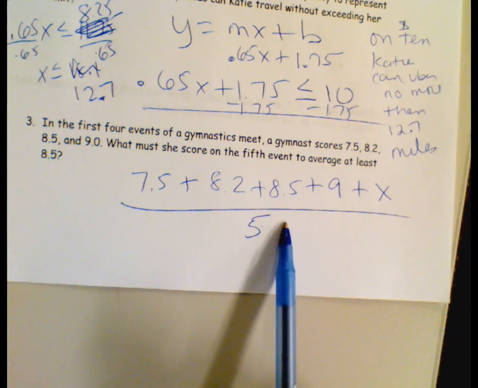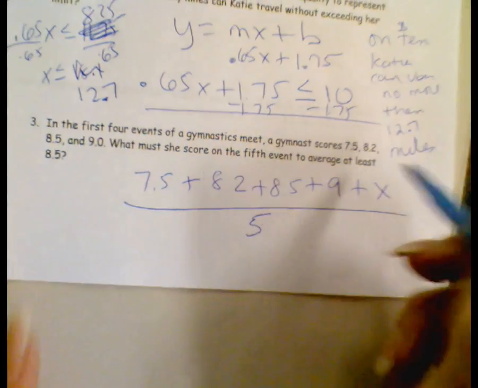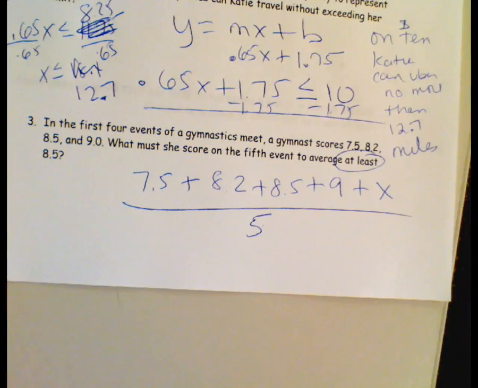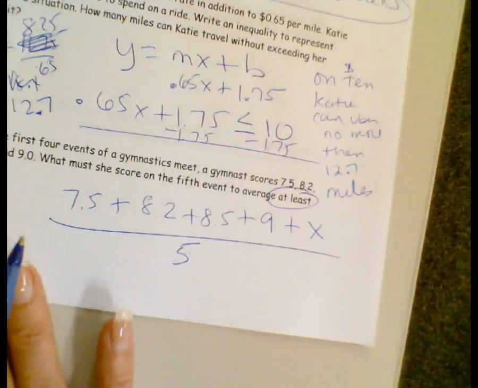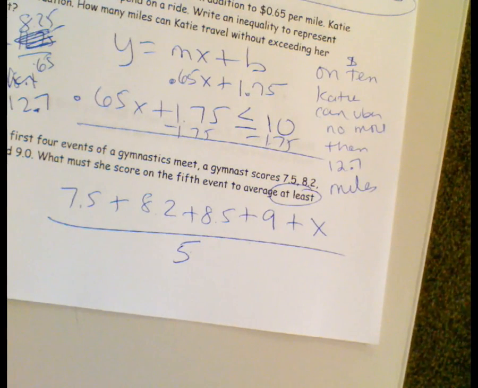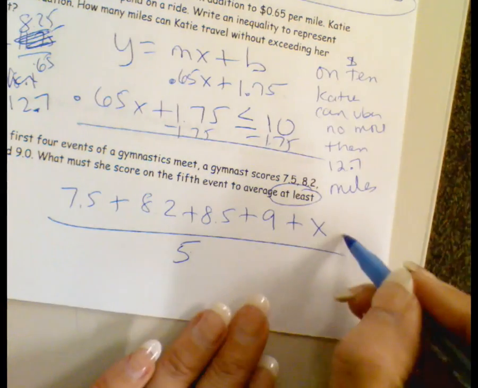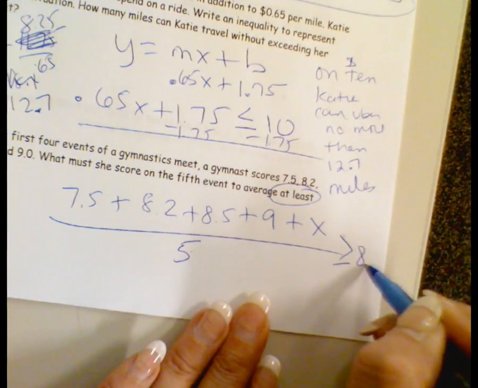This is a 5. Now, what are the key words here? The key words are at least. What does at least mean? She wants at least an 8.5. Yes, it would be greater than or equal to 8.5.